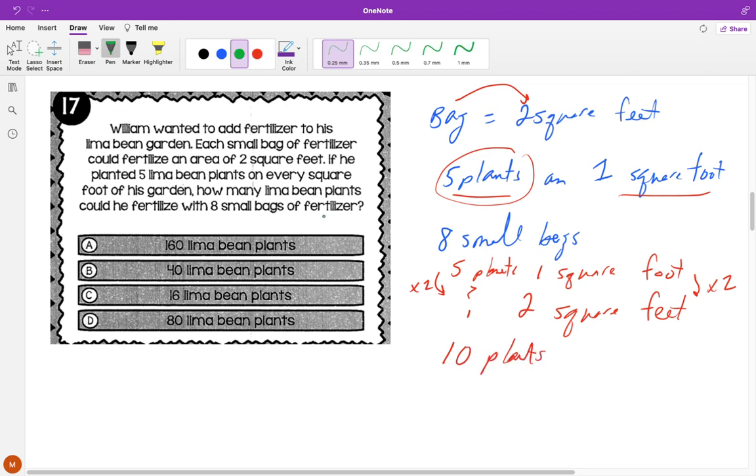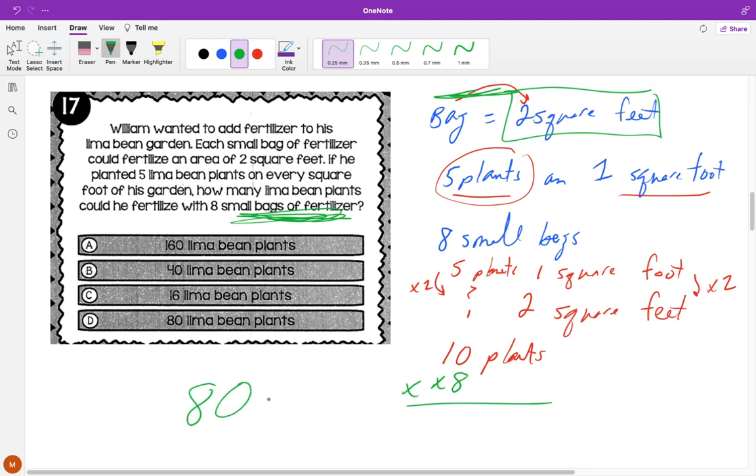Well, he has 8 small bags, and each bag can do 2 square feet. So that means each bag is 2 square feet, and each bag can do 10 plants. So I can then multiply this by 8, because I have 8 bags, and that will give me 80 Lima bean plants, which is then going to be choice D.